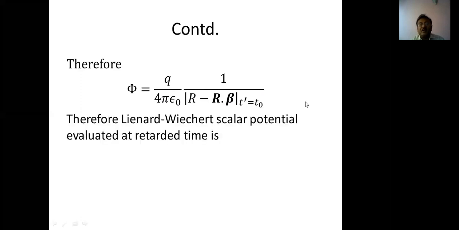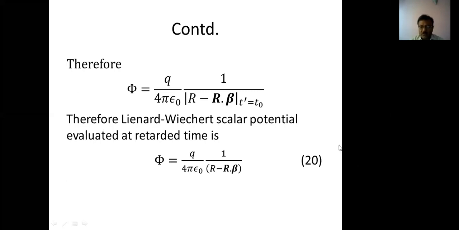So simply you can write in the general form, and it is obvious that everything will be evaluated at retarded time. So that's why we do not always stick with this condition. So finally, we have the scalar potential for a moving point charge as phi equals q over 4 pi epsilon naught times 1 by r minus r dot beta. Here, this is your scalar potential, or you can say the Liénard-Wiechert scalar potential. So this is one of the parts associated with the Liénard-Wiechert potential for a moving point charge.